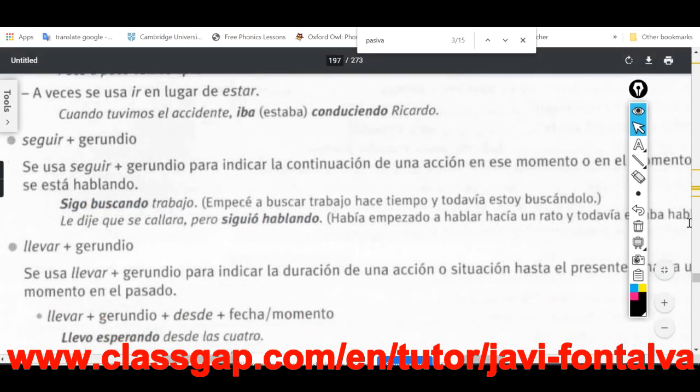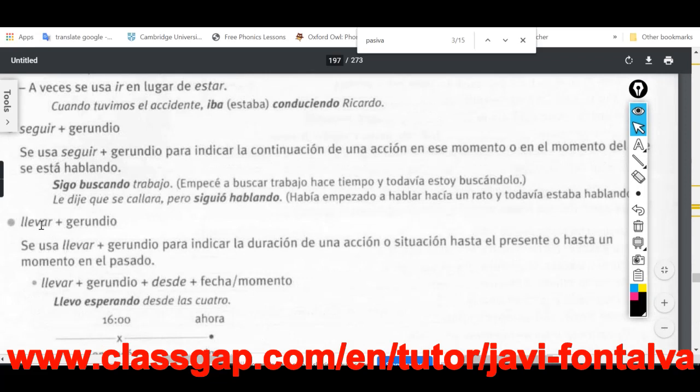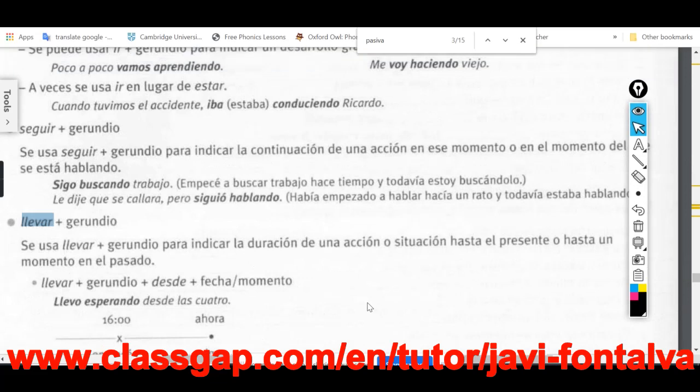Now, we also have this verb, llevar. I saw this in one of the sentences, a llevas followed by the gerund. So llevar, the basic meaning of llevar is to take or to carry, or it could be to wear. But used with a gerund, it means something like for in English. It's like you talk about a period of time. So every time you see llevar plus a gerund, you talk about from this time up to this time. It's like talking about a period.